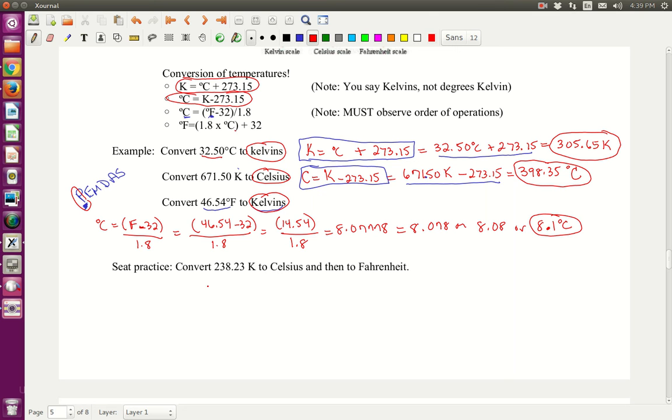Kelvins. I haven't got to kelvins yet. So now I'm going to convert Celsius to kelvins. So write the second formula. Kelvin equals degrees Celsius plus 273.15. 8.1 Celsius plus 273.15, and that's going to give me my final answer.